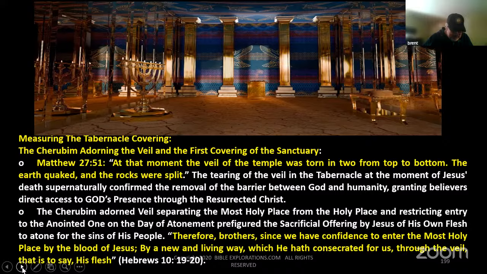Hebrews 10:19-20 says, Therefore, brothers, since we have confidence to enter the most holy place by the blood of Jesus, by a new and living way, which he has consecrated for us through the veil, that is to say, his flesh. He was veiled in humanity, his flesh, but inside was this type of glory, this type of beauty. His coming in the flesh veiled his divinity. So that veil was his flesh.